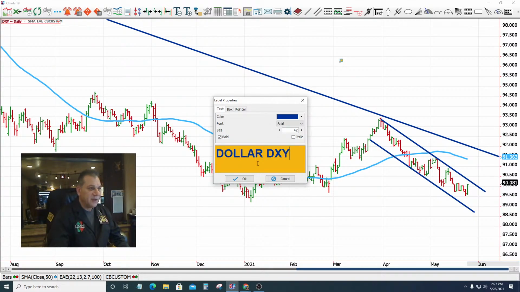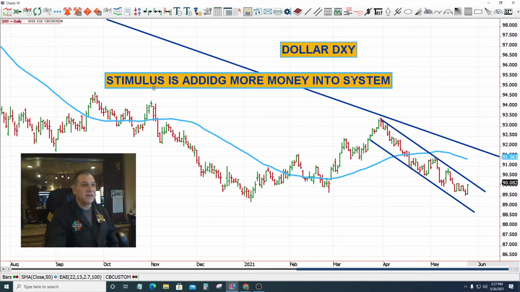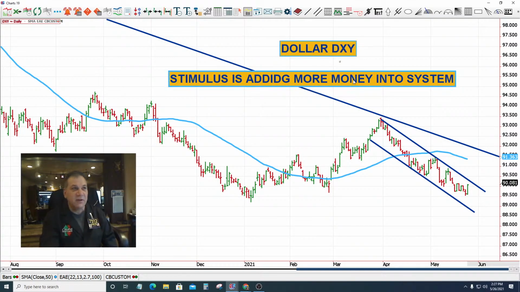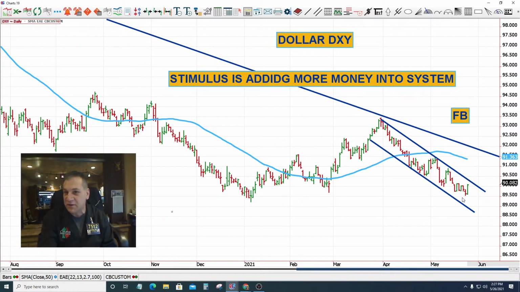DXY. The thing about the dollar is, if stimulus is adding more money into the system, let's not talk about stimulus for a moment and the dollar. Let's say this was Facebook. If this was Facebook, and Facebook said, we're adding more shares, what's that do to their stock? Somebody want to answer that for me? If Facebook announced they were going to add millions more shares, what does that do for the price of the stock? Makes it go down, right? So, if they're going to dilute Facebook with more shares, it would go down.